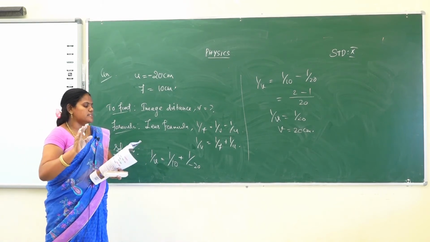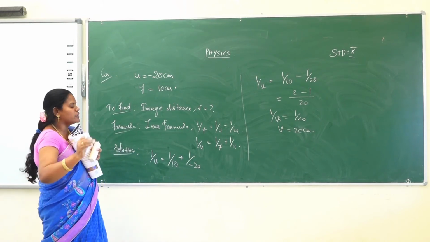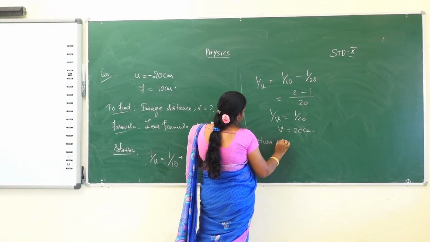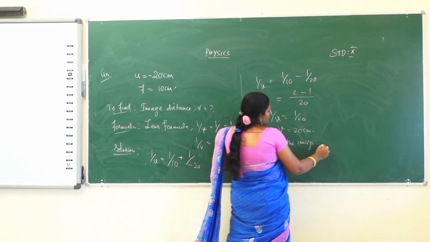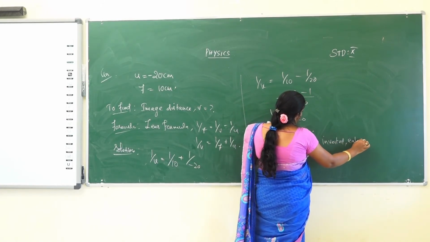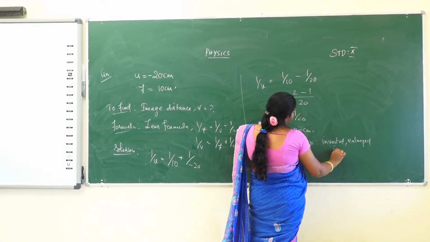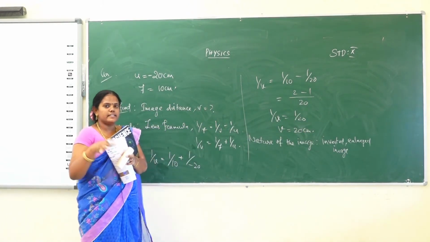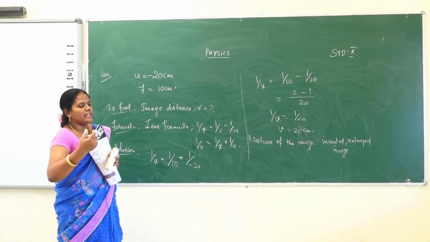The image is at a distance of 20 centimeter, but the image is enlarged and inverted. So the nature of the image is inverted and enlarged image. What's the meaning of inverted and enlarged image? You keep the object in the right manner, but the image will be in the inverted position, and the image will be in a greater size compared to the object size. Okay, so the nature of the image is inverted and enlarged image.